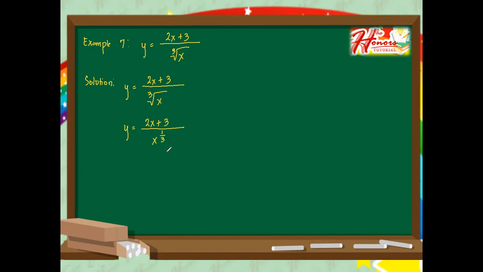Next, after that, we have to separate this 2x and 3. The reason why we only have one denominator here is because these fractions are similar fractions. So that's why we can combine them and use their denominator at once. But for now, we will separate them. So we have here y equals 2x over x raised to 1/3 plus 3 over x raised to 1/3. Now let's continue solving.